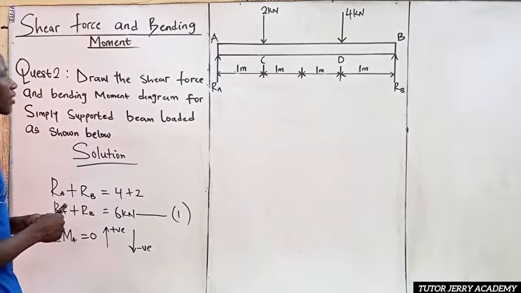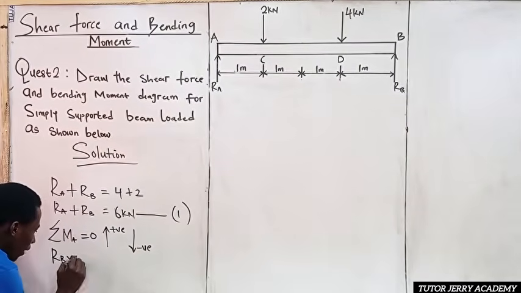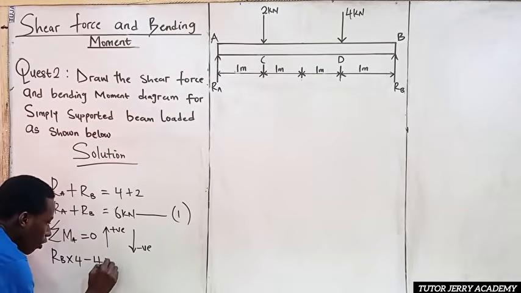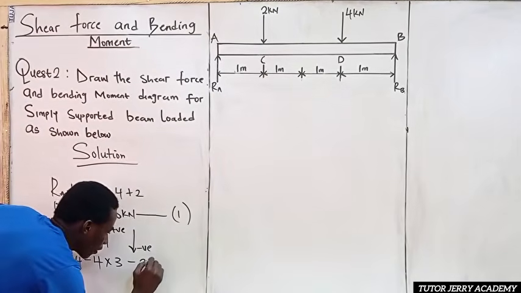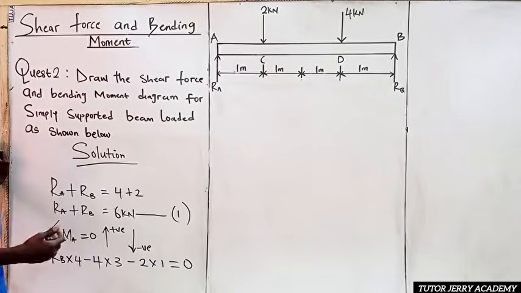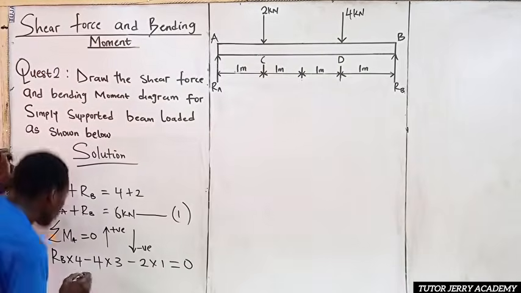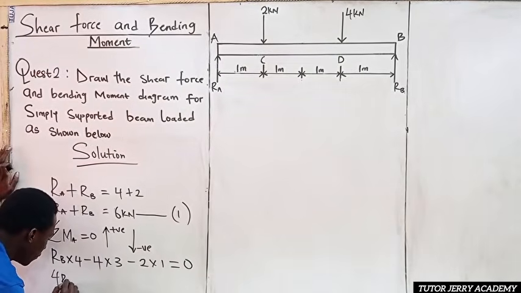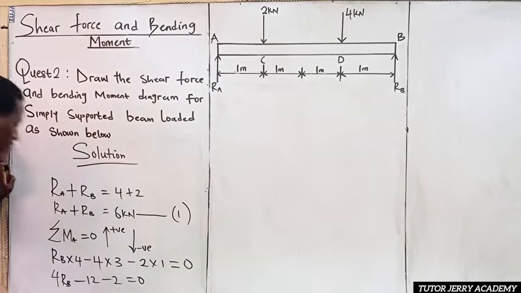So our moment at point A will be RB multiplied by 4 minus 4 multiplied by 3 minus 2 multiplied by 1, everything equal to 0. I hope you get this step that I just explained here. Next, 4 times RB is nothing but 4RB, 4 times 3 is 12, and 2 times 1 is 2. So I have 4RB minus 12 minus 2 equal to 0.